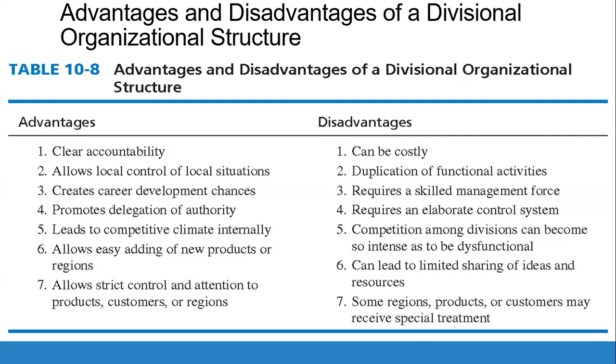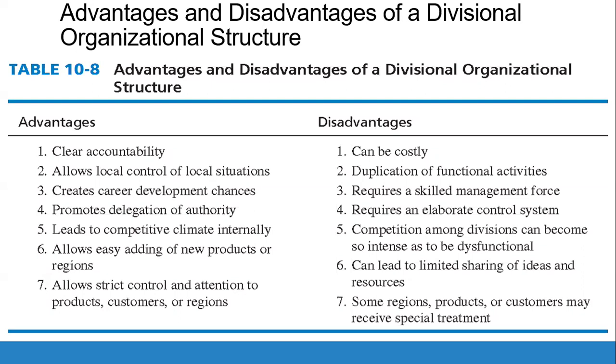Then there is also the notion that it allows strict control and attention to products, customers, and regions. And that is so because the divisional structure allows for each division, so product line, to focus on what they can do best at the relegation of what other divisions are concerned with.